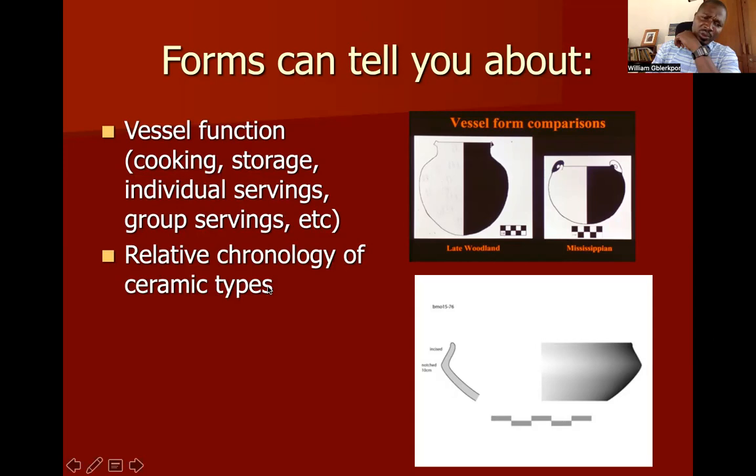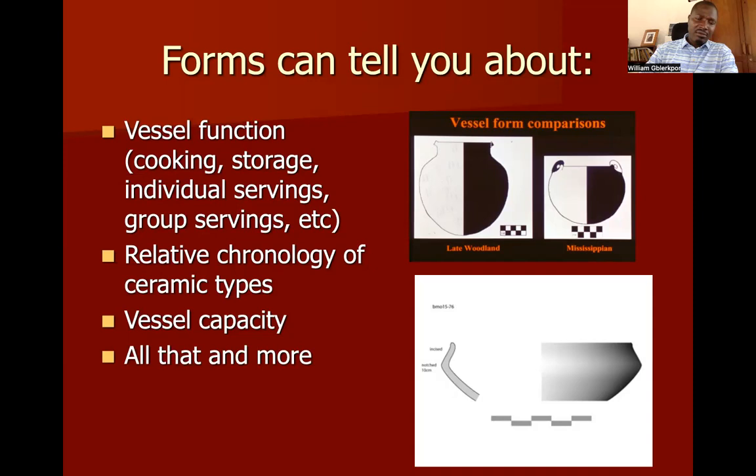We can also use the forms to determine the relative age of the tradition that produced it, or when the pottery or the ceramics were produced, because every season or period of production may be related to a particular group of people at a particular point in time. We also can use the forms to determine the capacity. How much can the pot contain? How many gallons of water? We can also use that to determine whether you can place certain content in it or not, okay? And any other things that you can find.